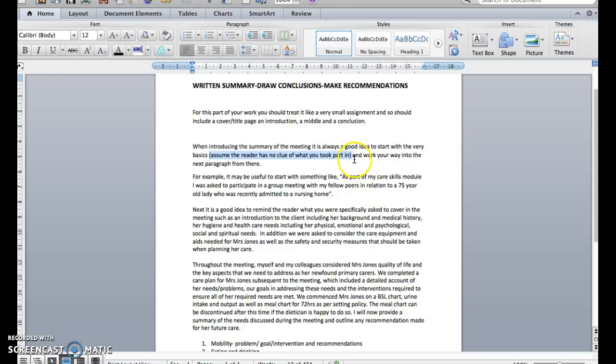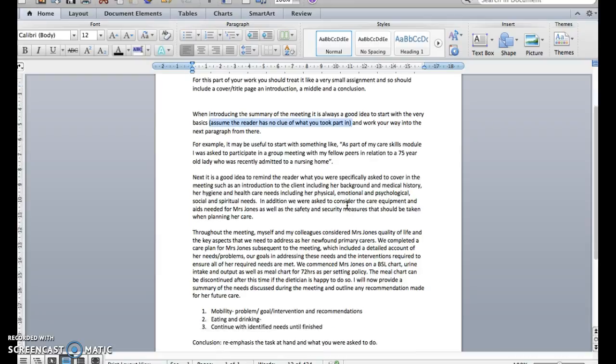I've also said work your way into the next paragraph from there. Okay, so you're going to start any assignment with an introduction to what took place. I've just given an example here. For example, it may be useful to start with something like, as part of my care skills module, I was asked to participate in a group meeting with my fellow peers in relation to a 75-year-old lady who was recently admitted to a nursing home. So you can see there, very basic introduction, but straight to the point.